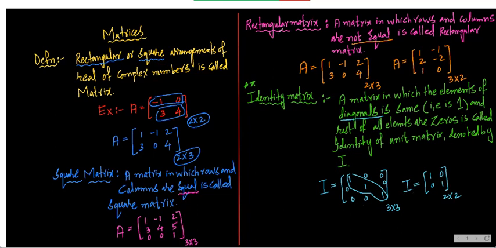For a rectangular matrix, you can give any elements as an example. For a square matrix, you can give any examples. But here there is a restriction. The elements of diagonal should be 1 and only 1. No other element is possible, and the rest of the elements are compulsorily 0. That type of matrix is called identity matrix. It is an important example and an important definition. Now moving to the next definition.